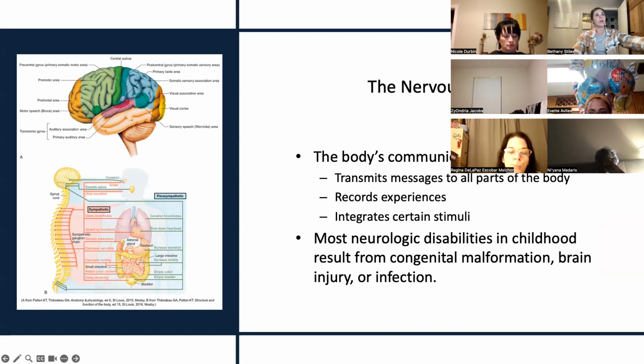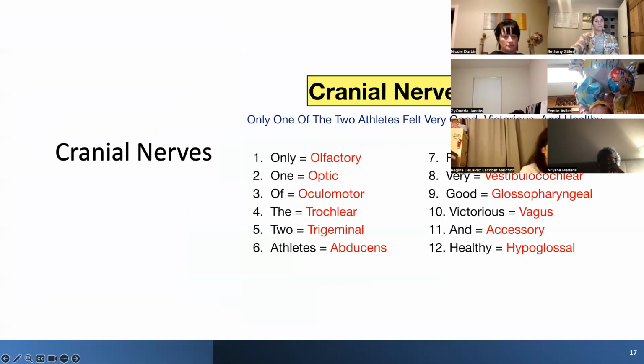So our nervous system is our body's communication center. It's going to transmit messages all throughout the body, record experiences, and then integrate those stimuli that we're receiving. Most of our neurologic disabilities in childhood are going to come from congenital malformations, brain injury, or infections.